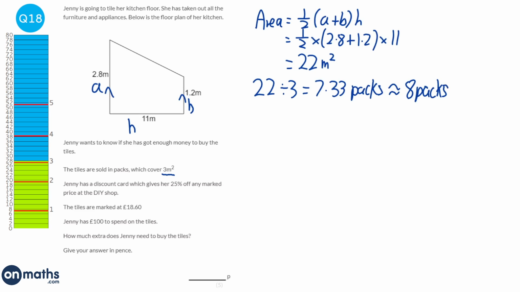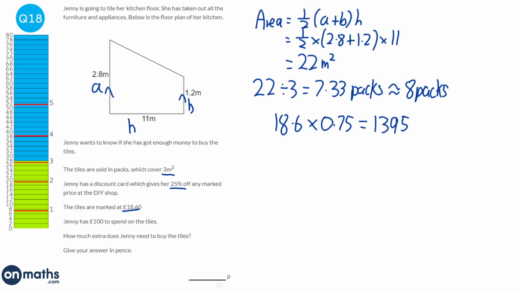Okay, next thing we look at is the fact that Jenny has a 25% discount. So we need to find out what a 25% discount would do to the £18.60 for the pack of tiles. And so what we're going to do is get the £18.60 and times it by 0.75. We're just going to find 3/4 of it because she has a 25% discount, and that would be 1,395. So the tiles are going to cost £13.95.